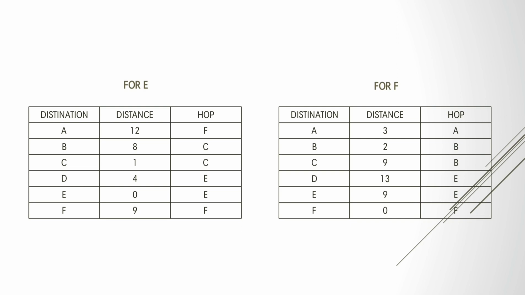The same for F. From F to A, the minimum distance covered is 3 through A. F to B, the distance is 2, neighborhood B. F to C, the distance is 9, HOP is B. F to D, the distance is 13 and HOP is E. F to E, the distance is 9, HOP is E. F to F, 0 through F.